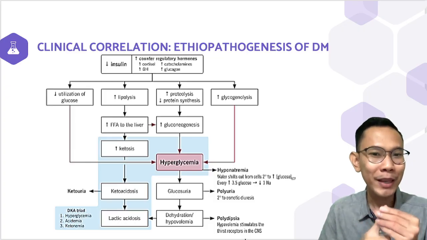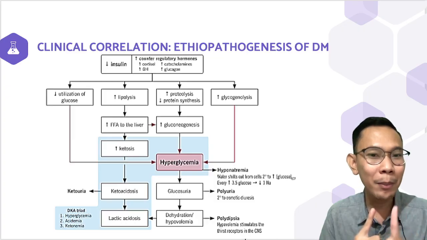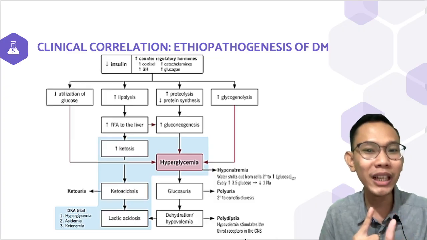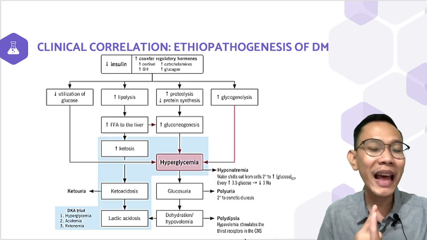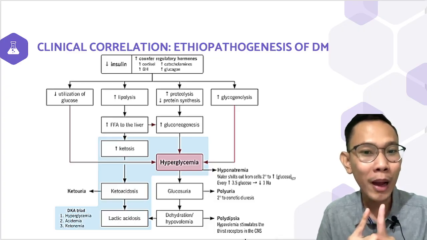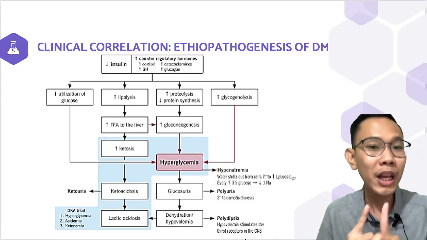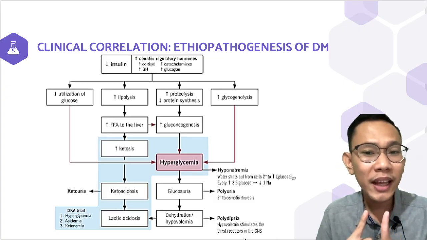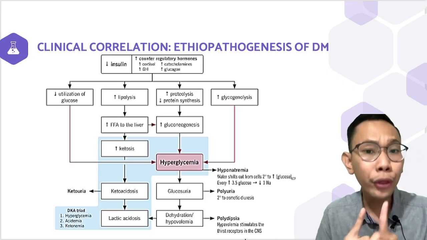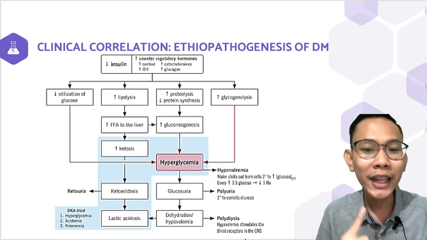Again, because mataas ang glucose sa katawan, nalalabas siya sa ating ihi. Remember, your glucose will lead to osmotic diuresis, meaning that your glucose will attract more water. Since nalalabas natin ang glucose, more water din ang lumalabas. And the patient becomes dehydrated. Once the patient becomes dehydrated, your CNS will be stimulated. Your CNS will stimulate the thirst receptor. Therefore, nagkakaroon tayo ng polydipsia.